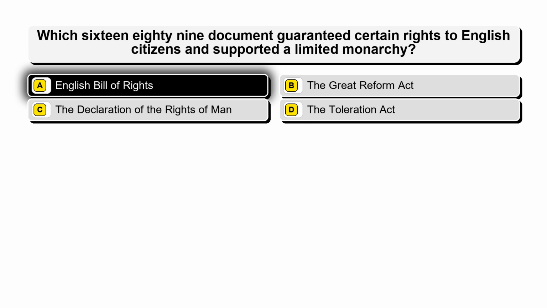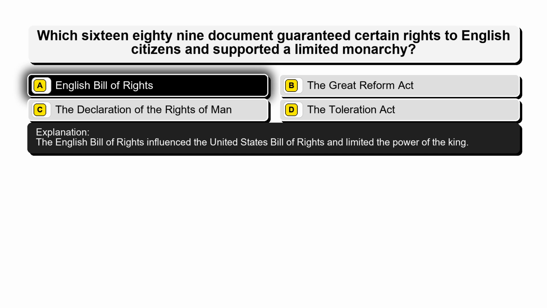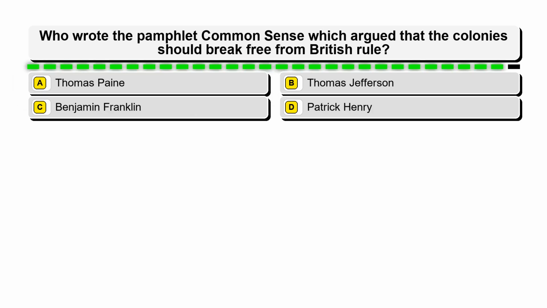The correct answer is option A. English Bill of Rights. The English Bill of Rights influenced the United States Bill of Rights and limited the power of the king. Question 8. Who wrote the pamphlet Common Sense, which argued that the colonies should break free from British rule?